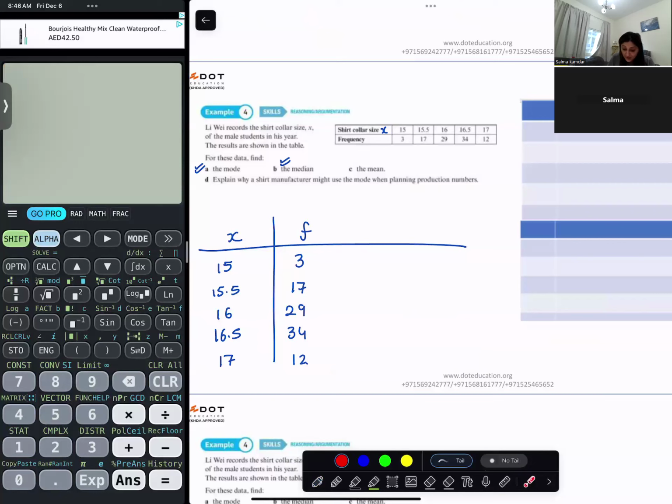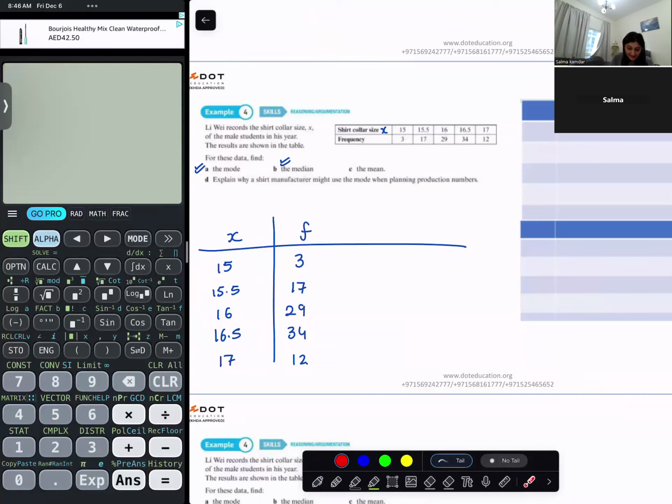This is the shirt collar size. That means 3 people wear the shirt collar size 15. 17 people wear the shirt collar size 15.5. For this data, I need to find the mode, the median, and the mean.